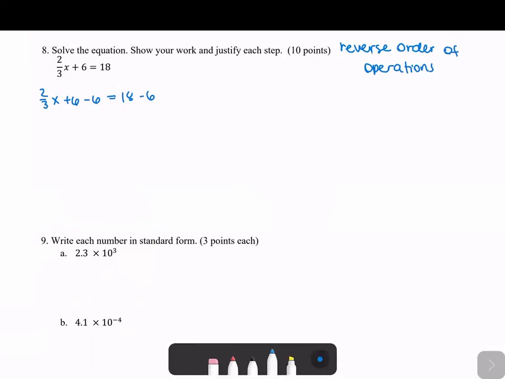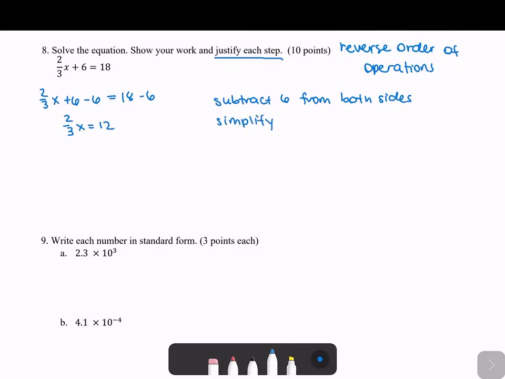and it tells us that we need to justify each step. We need to subtract 6 from both sides. So then when we simplify that, we just get 2/3 x equals 12. So this step is simplifying.